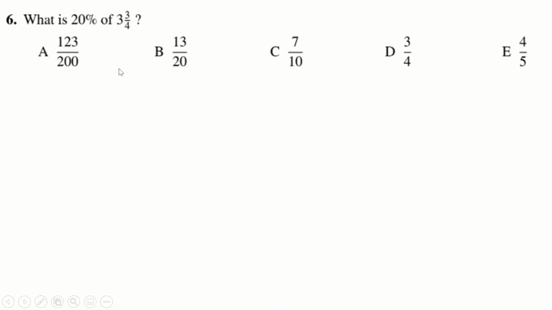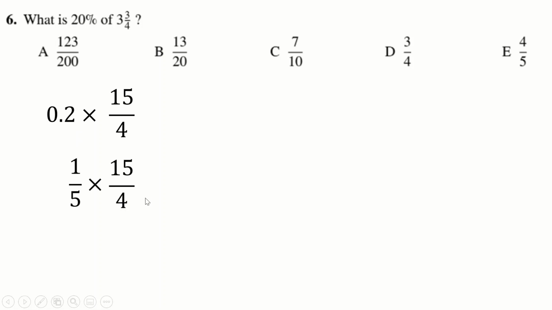3. So first thing to do is to change that from horrific mixed number form into something much better, like an improper fraction. And now 20%, usually you might do 0.2 times the thing, but of course 0.2 is 1/5. And now, of course, we can times, and then we simplify, and we should get our answer of 3/4.